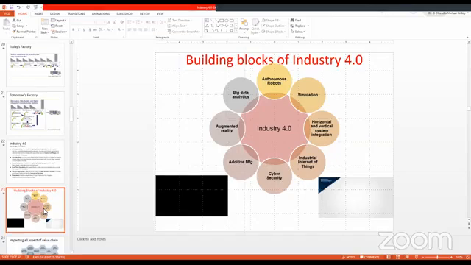If you see, there is big data analytics on one side, and then autonomous robots, simulation, horizontal and vertical system integration, the industrial Internet of Things, cyber security, additive manufacturing.